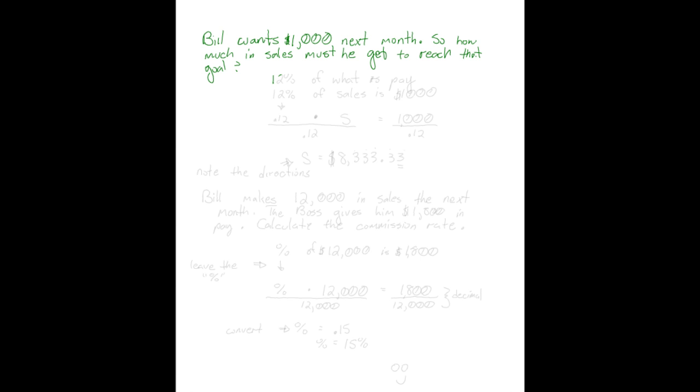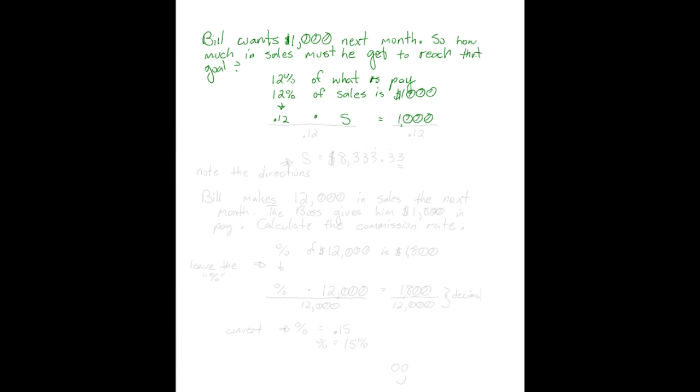So now we still have the 12%, right? That is his commission of his sales, the pay that he's looking for. So 12% of his sales is $1,000. And of course now we're going to convert: 0.12 times S, for sales, is 1,000.